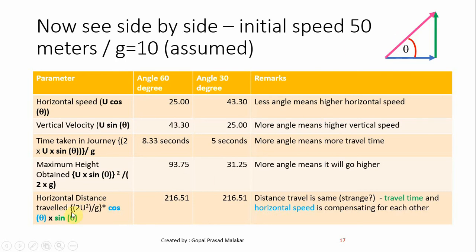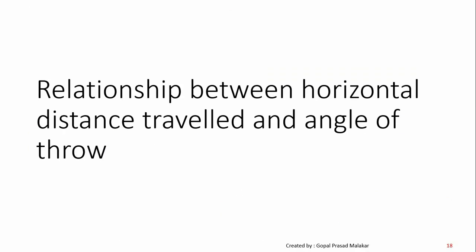And how much distance will it travel? In both the cases it has come the same, 30 degree and 60 degree. It's actually a very interesting phenomenon, and I'm going to prove more things around this to you. So understand it this way. Just understand the relationship between horizontal distance traveled and angle of throw.